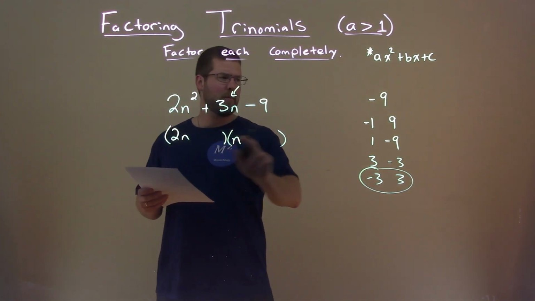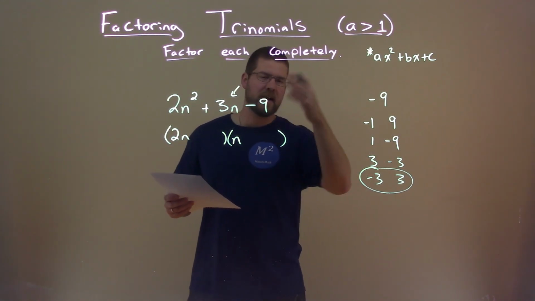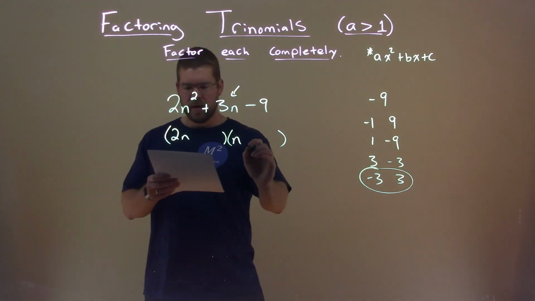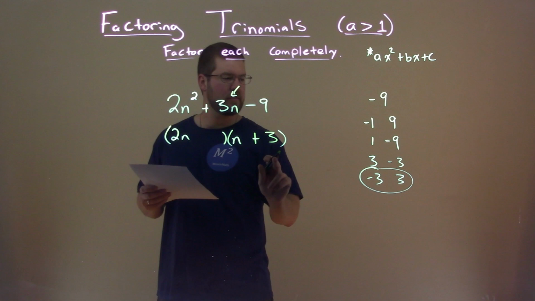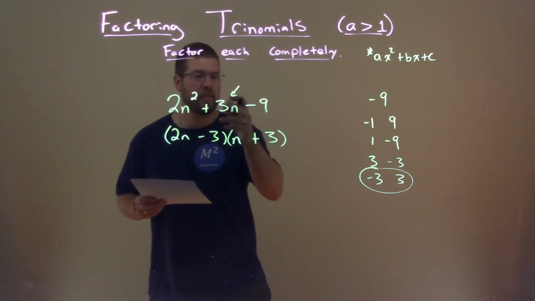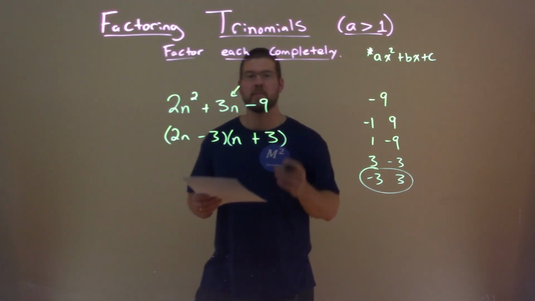For example, if I went with 9, well, 2 times 9 is 18. That's just kind of way off. I take my best educated guess right there. So if we have 2 times positive 3, we get 6, and then we have a minus 3 here. 6 minus 3 gives me a positive 3n, and we're good. We have actually now factored this completely.